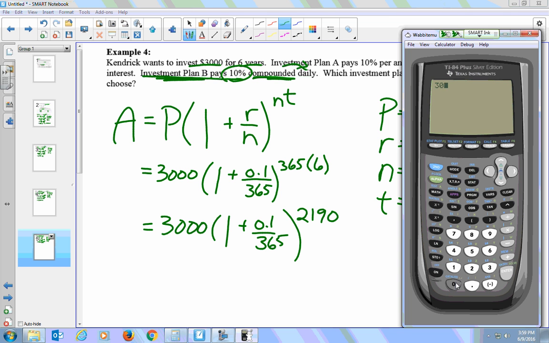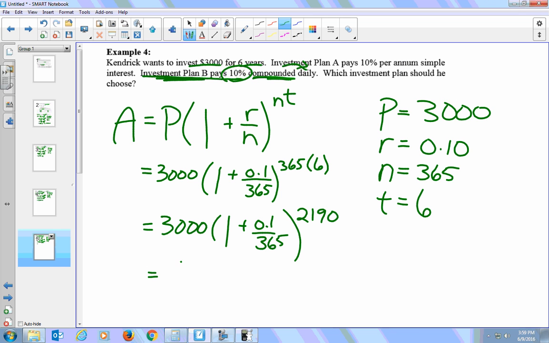So we have 3,000, 1 plus 0.1 divided by 365, exponent 2,190, gives us 5,465, and we round that to 91 cents. Okay, so that's plan B, right? But we have 2 options here.